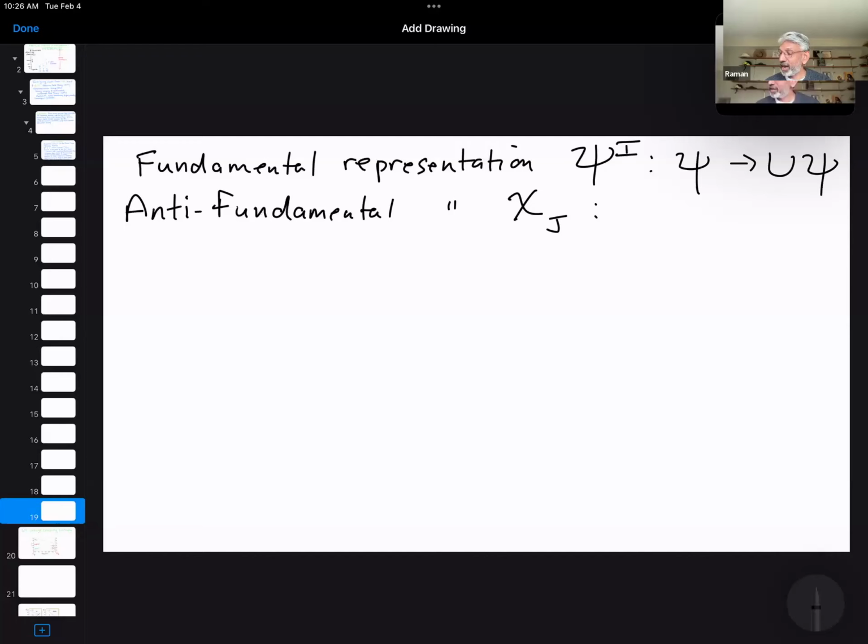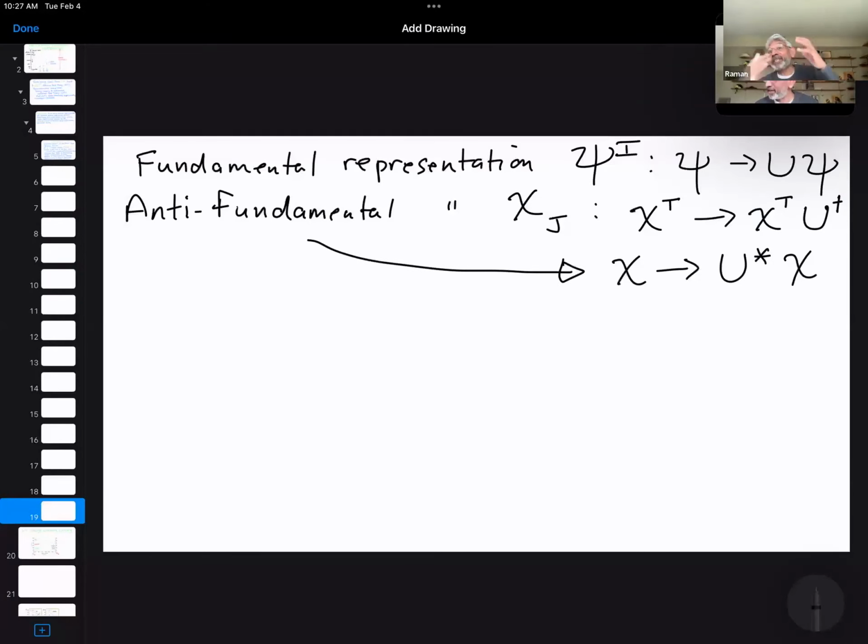Here I can think of this chi as a column vector, but then I'm going to tell you how it transforms by telling you how its transpose transforms, okay? And so this is going to transform as chi transpose u dagger, okay? So if you want, you say, that's a crazy way to write it. Why don't you just think of it as a column vector and write what chi does? Well, that means that chi transforms as u star chi, okay? So this is the complex conjugate. It's like the anti-particle representation, right?